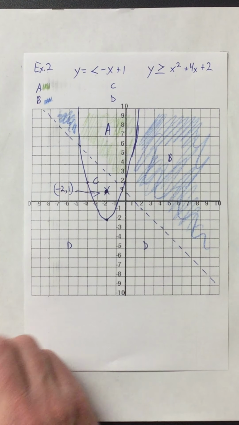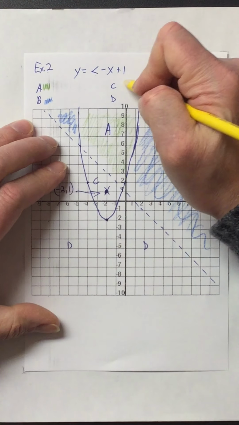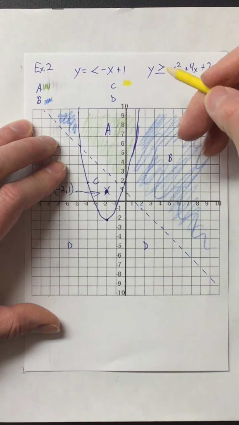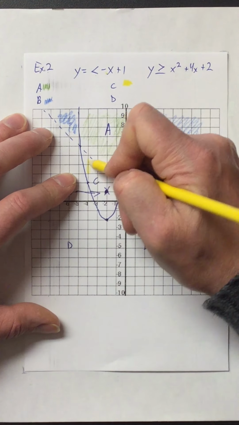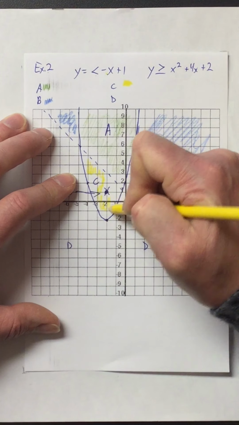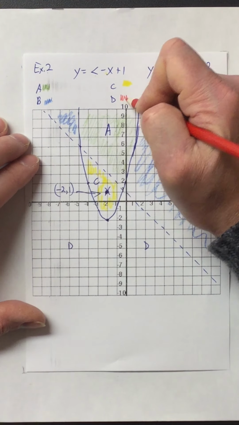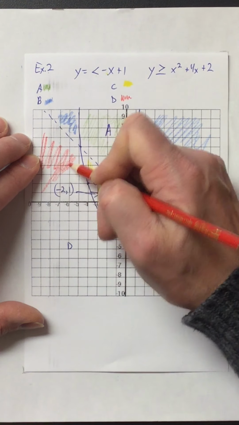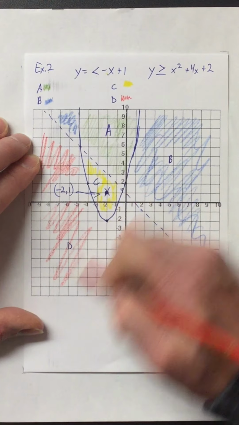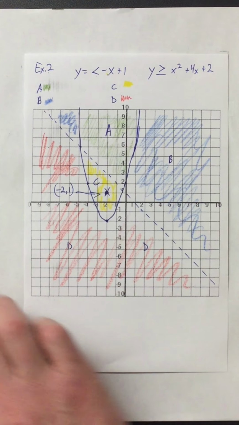For C, I already used green, so let's use yellow here. Yellow is below my linear line, but still inside the parabola. We can see here. And then that leaves me D. D is below my linear line, but outside the parabola, or below the parabola. So there is D, all this down here. So we see our four spots there.